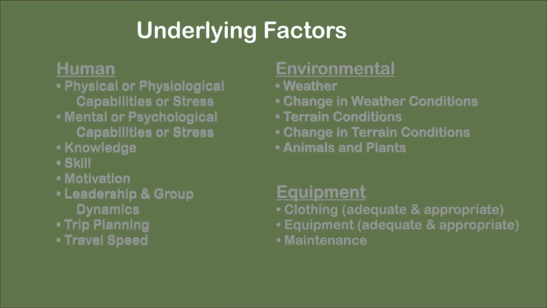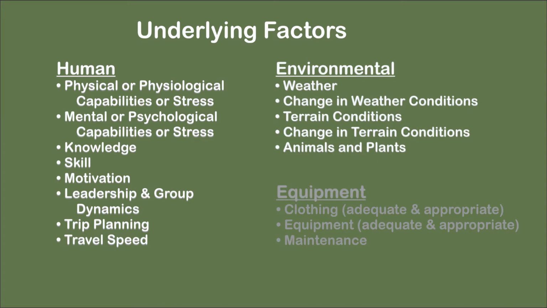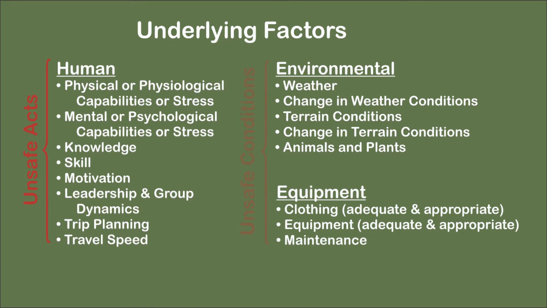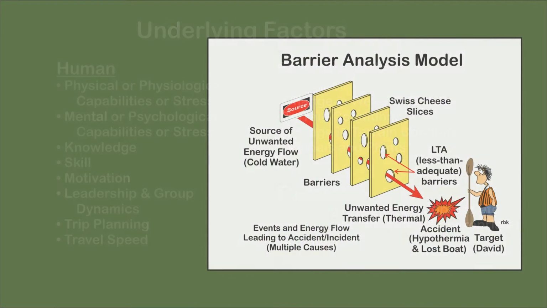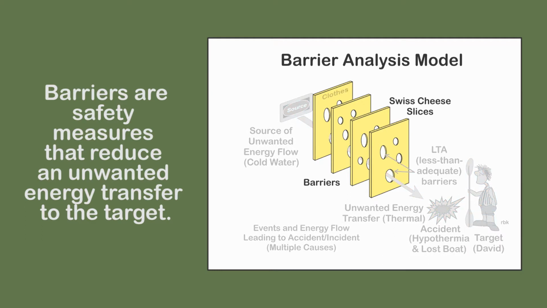The underlying factors are useful in identifying barriers and the sources of potential unwanted energy transfers. The underlying factors are often divided into human, environmental, and equipment factors. Some use unsafe acts or human factors and unsafe conditions or environmental factors. Either way, the list provides a convenient checklist of factors to examine. Barriers are generally the safety measures that individuals or the group take to reduce the likelihood of an unwanted energy transfer, in this case, hypothermia.